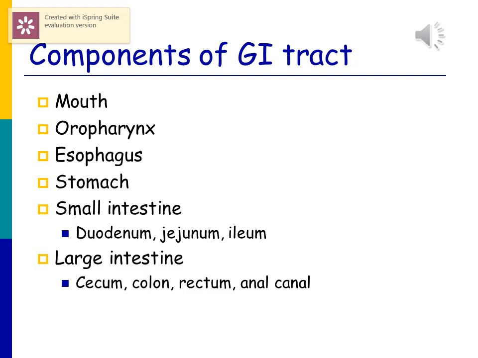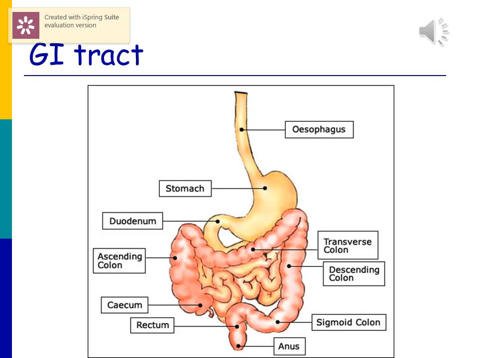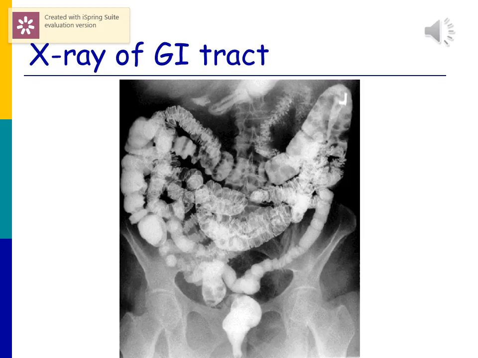So components of the gastrointestinal tract. All of the GI tract includes the mouth, the oropharynx, esophagus, stomach, small intestine, which includes the duodenum, jejunum, and ileum, and the large intestine, which includes the cecum, colon. Here's a schematic of the gastrointestinal tract, and also an X-ray of the GI tract.